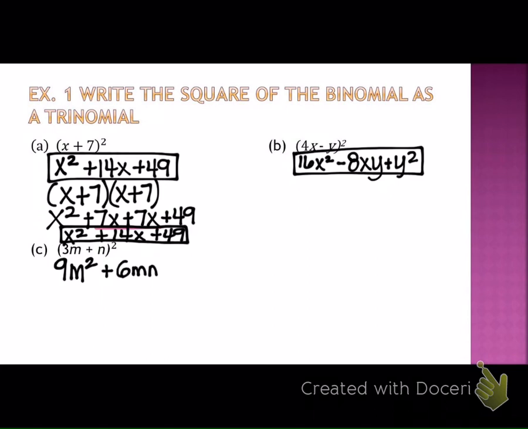6mn. Perfect. And then Michael, how did you finish this? What was the last thing you had to do? Square n. Okay, the second term squared, which is n, so what is n squared? N squared. Positive n squared? Yes, always. The second sign will always be positive. How many of you got this one correct?